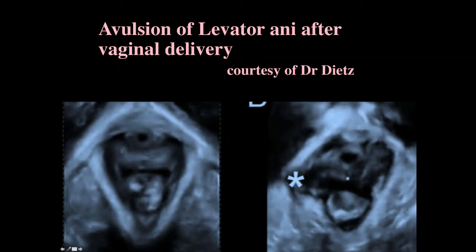So you can see the normal sort of smiley face of the vagina here, and the attachments to the levator ani are here and here. You can see the pelvic inlet, and this is courtesy of Dr. Dietz. And if there's a side that is injured, you can see that there's no longer a smiley face here. One side is down, and this side is still intact. So this is the kind of injury that is looked for in those patients who have had trauma with childbirth.